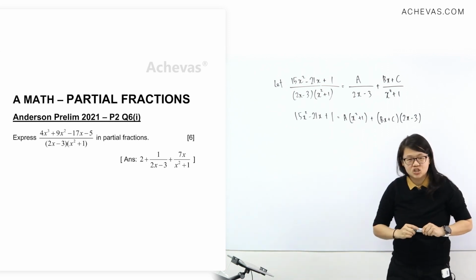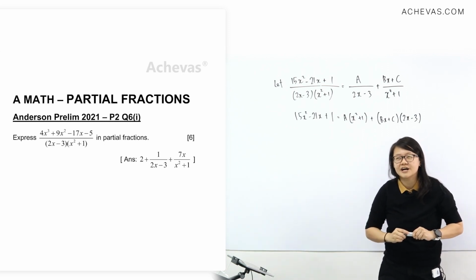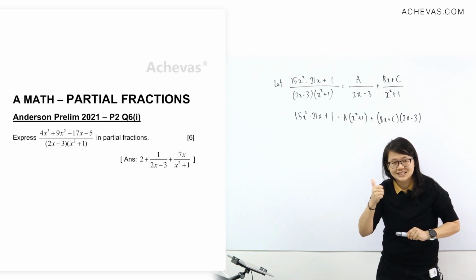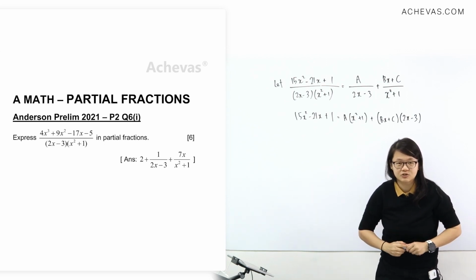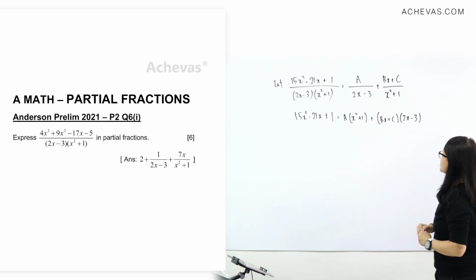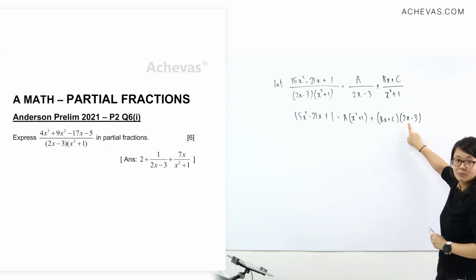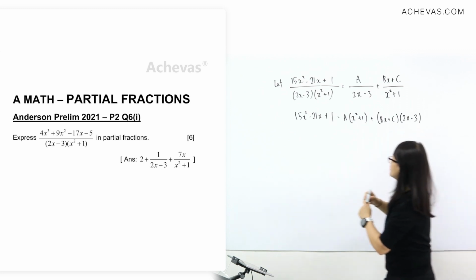Okay, next. I'm going to mix and match the methods, okay? You have a method of substitution and also polynomial identity. I'm going to mix and match to let you see that you can solve this faster. So let's take a look at this one here. I'm going to cancel this one by inserting x as 3 over 2.